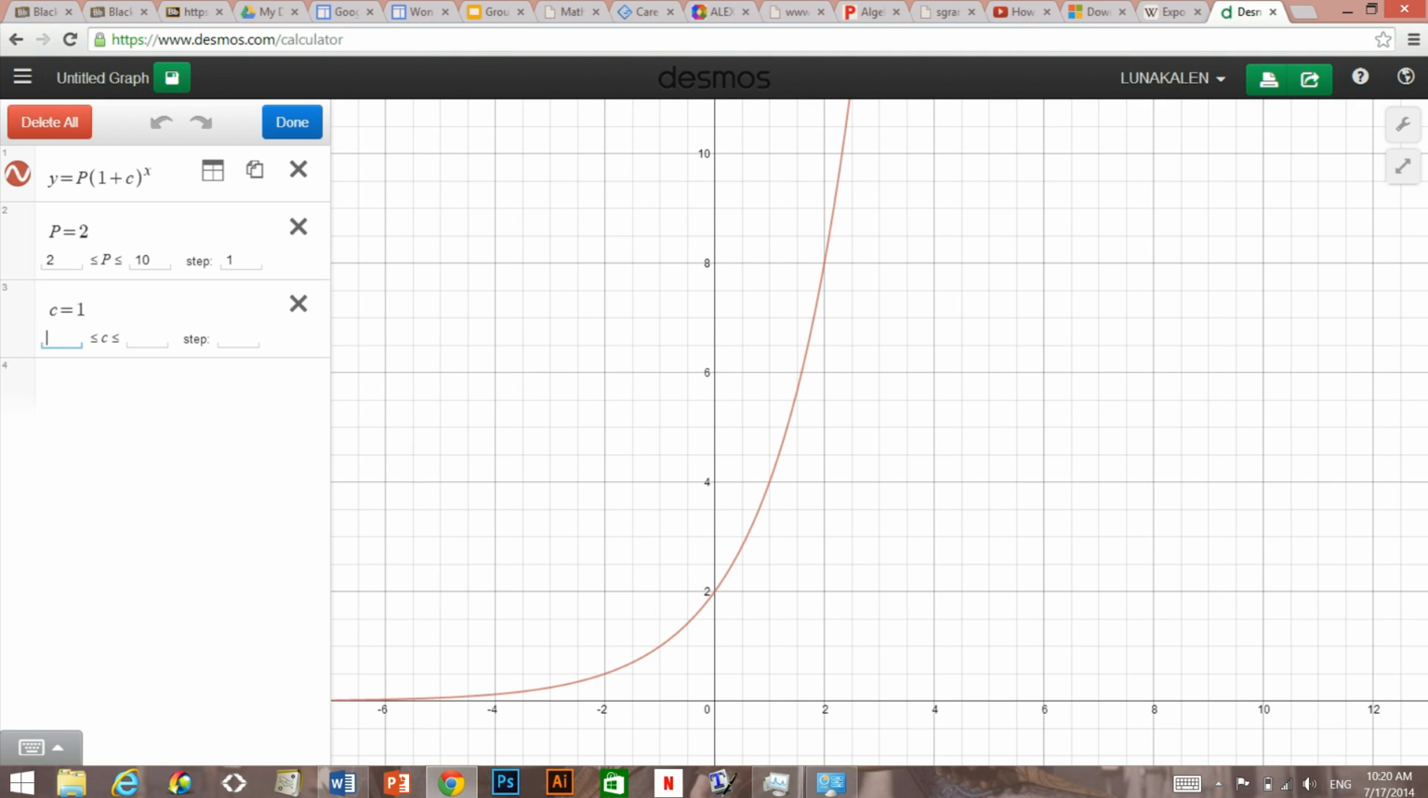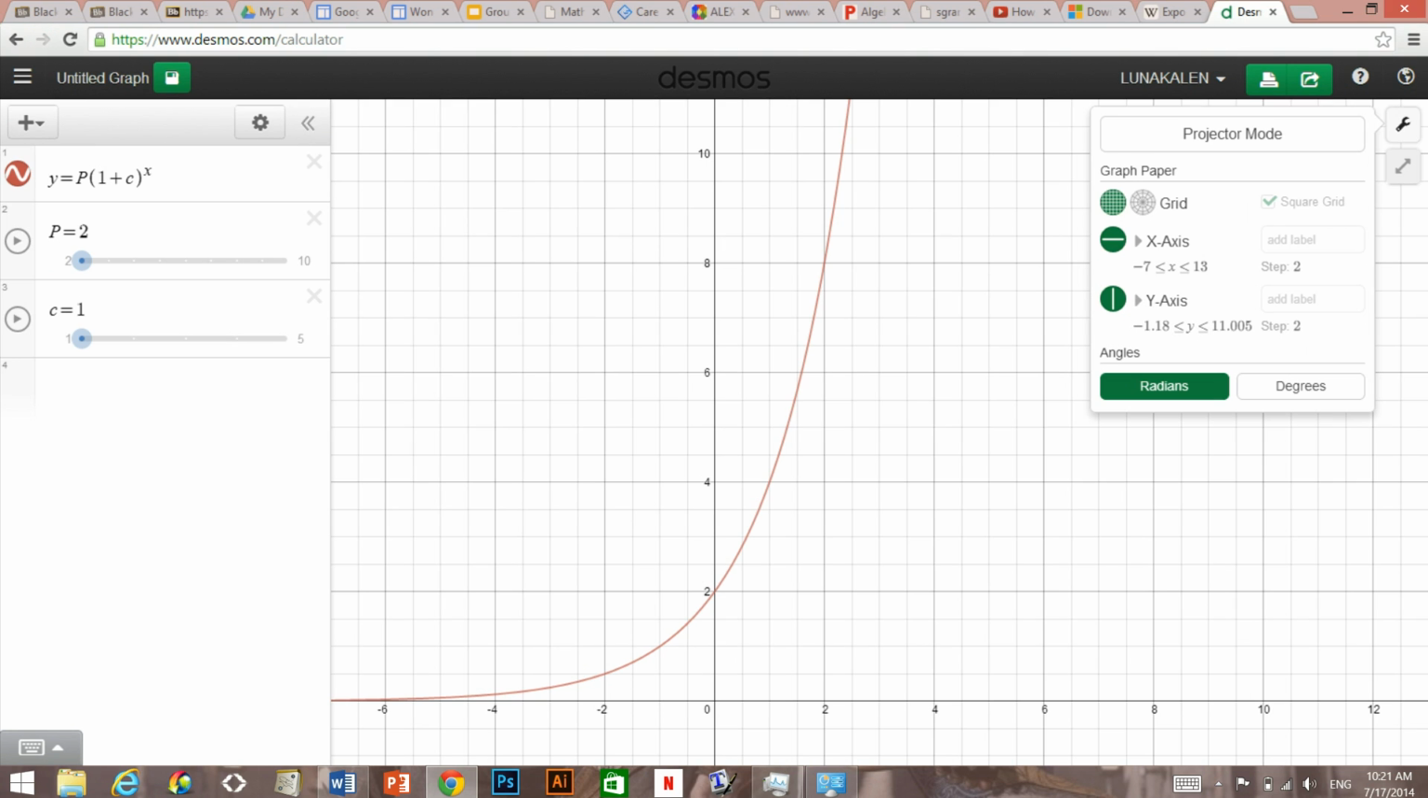And for here, we're going to say C be 1, so that the minimum rate would be that every year the population doubles, and we'll make this 5 to say that at most they make a litter of 5 rabbits a year, and the steps would also be 1. So having that done, we click done, and then we set up our graph for certain values.